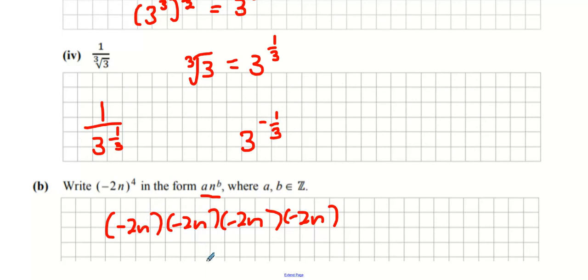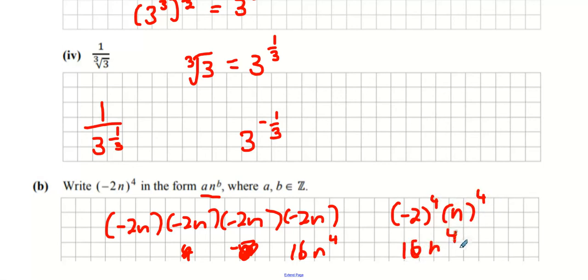Now, minus 2 multiplied by minus 2 is 4, multiplied by another minus 2 is minus 8, multiplied by another minus 2 is 16. How many n's do I have? 1, 2, 3, 4. 16n to the power of 4. You could have also written minus 2 to the power of 4 and n to the power of 4, and you'd also get 16n to the power of 4.